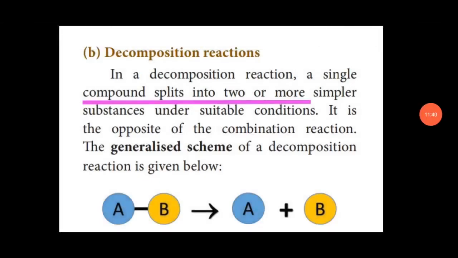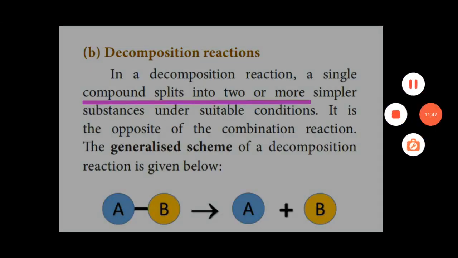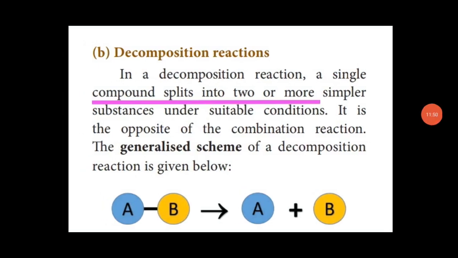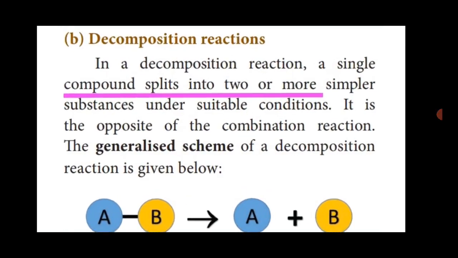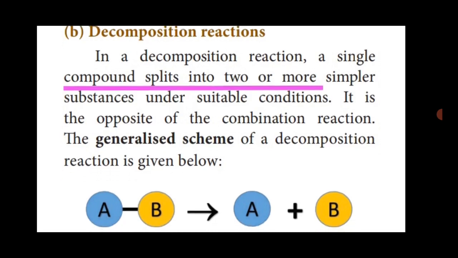Let's see another type of chemical reaction, the decomposition reaction. In a decomposition reaction, a single compound splits into two or more simple substances under suitable conditions. It is the opposite reaction of a combination reaction.